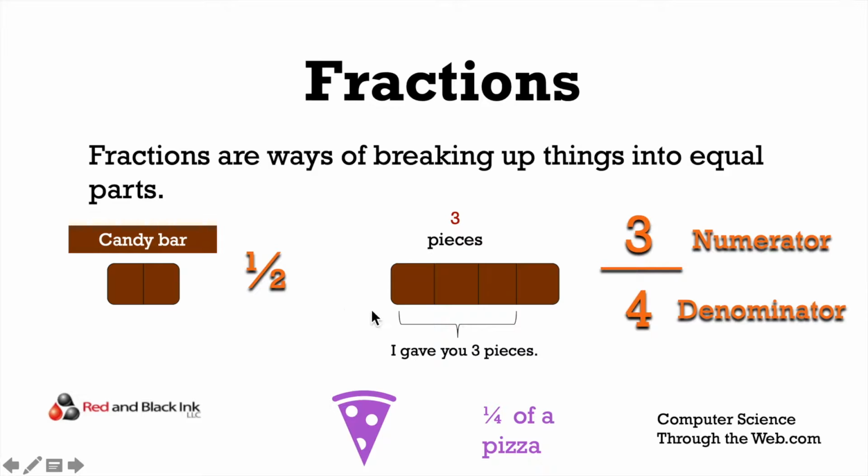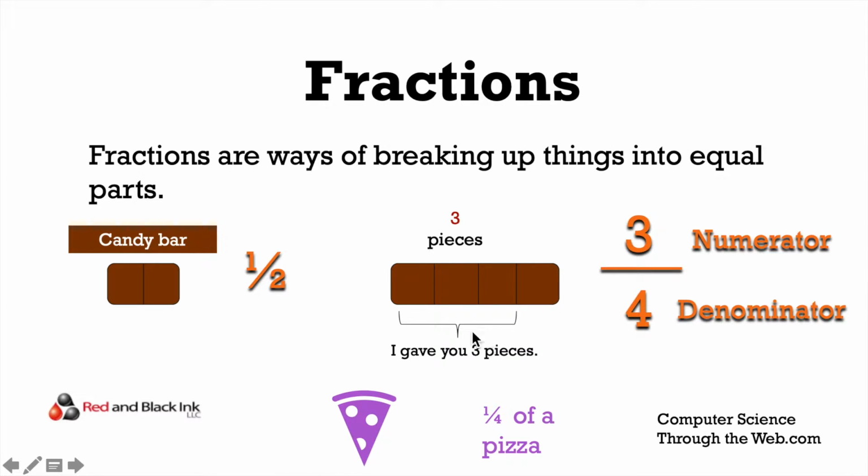Another way of looking at it: let's say I have a slightly bigger candy bar and I break it into 4 equal pieces, and I give you 3 of them. So what we're dealing with is 4 equal pieces, and that's what the denominator is. That's how many equal slices this thing has been broken up into, and that's what the denominator tells you.